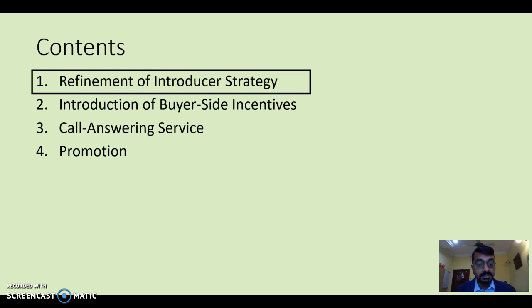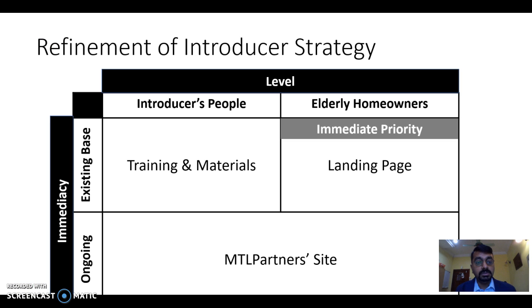The third one is the call answering service, which I shall explain. And the last is the promotion. So let's start with the introducer strategy.